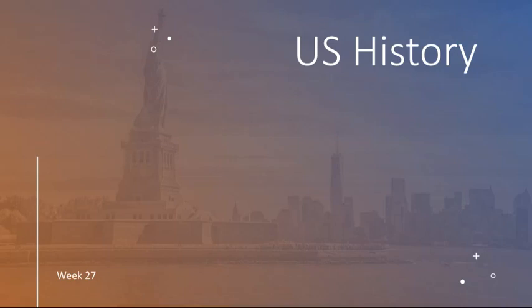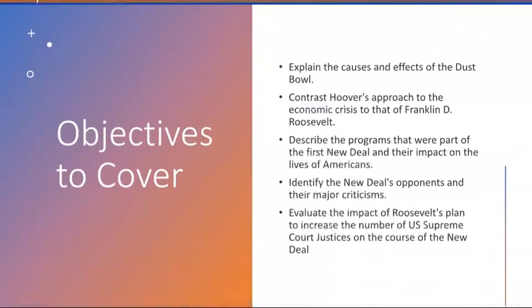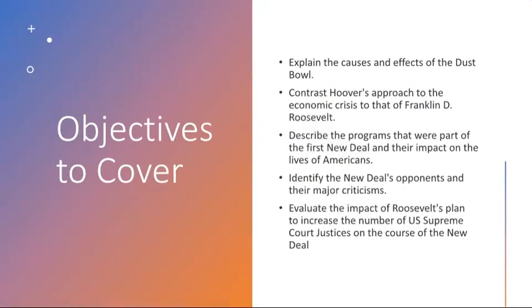So this week, we're going to discuss some more pivotal moments in U.S. history. We're delving into the whirlwind of events that shaped the nation's course, from the catastrophic Dust Bowl to the transformative policies of the New Deal era. And we will begin our week by discussing the causes and effects of the Dust Bowl.